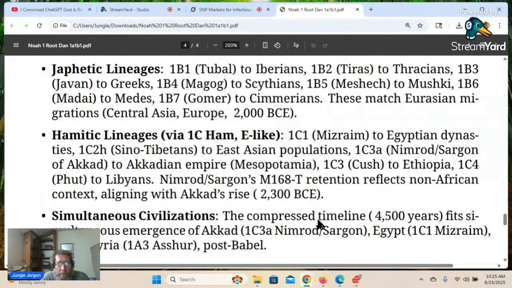Yamnaya culture. 1B2, Tiras, L; 1B3, Javan, T; 1B4, Magog, NO; 1B5, Meshech, P; 1B6, Madai, Q; 1B7, Gomer, R. These align with Thracians, Greeks, Scythians, Mushki, Medes, and Cimmerians, respectively.